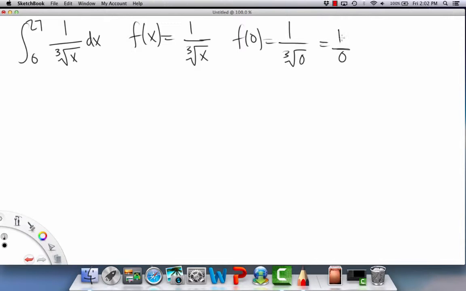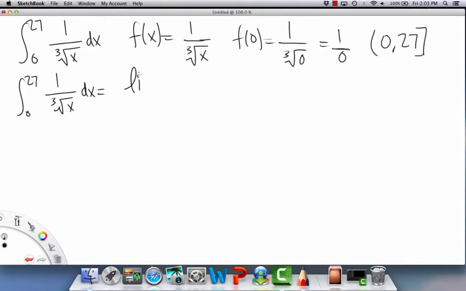This is undefined. So what this means is that our interval is actually going to be a rounded bracket for the lower one. And at 27, it's fine, right? That's just 1 over third root of 27. So we're going to be doing the second case from the last slide. Okay, so let's get started. If we apply the rule, then I'm just going to rewrite this. So third root of x dx.